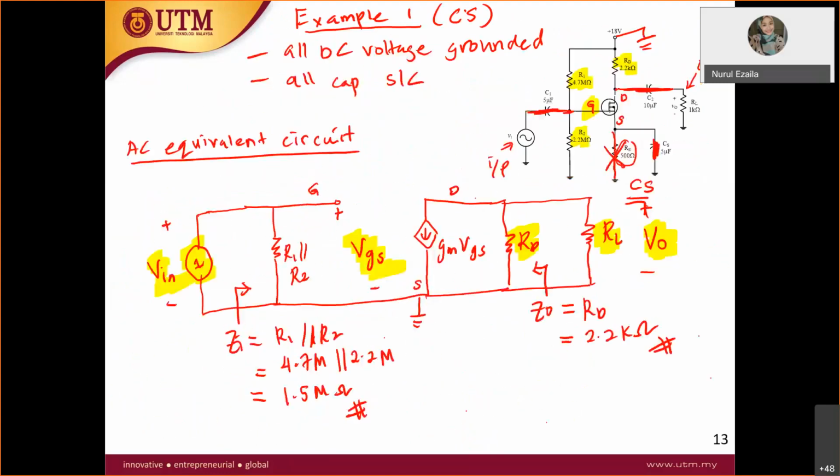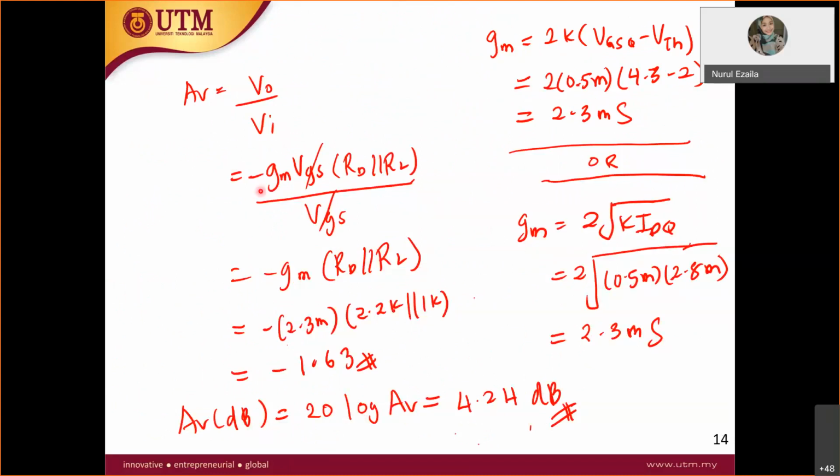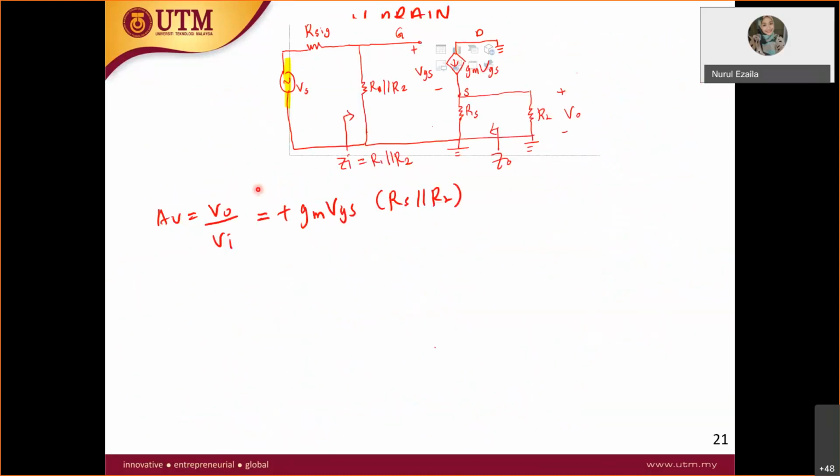Why did we take this negative? Because now the current is not going to the plus V out. It is in the opposite direction. Instead of going to the right, it is going to the left. That's why we put negative over here. It is a different case from this one. It is going into the plus V out, therefore it is plus. You don't have to put negative.